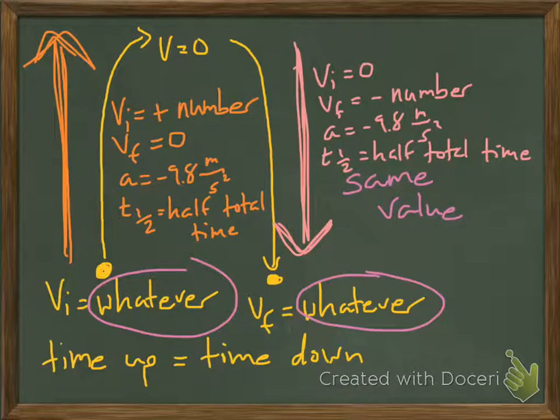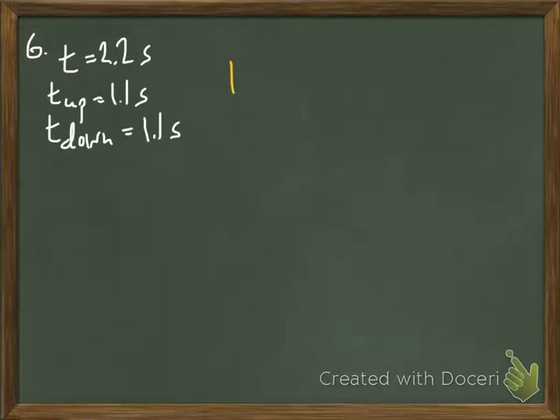So take a look at number 6. You throw a beanbag in the air and catch it 2.2 seconds later. Let's set this thing up. The 2.2 seconds for the trip can be divided into the time up and the time down. It takes 2.2 seconds for the whole trip, so that means 1.1 seconds up and 1.1 seconds back down. So we need to divide this into 2 because we can only use our kinematics equations for one step at a time, either up or down. So you need your time up and you need your time down.